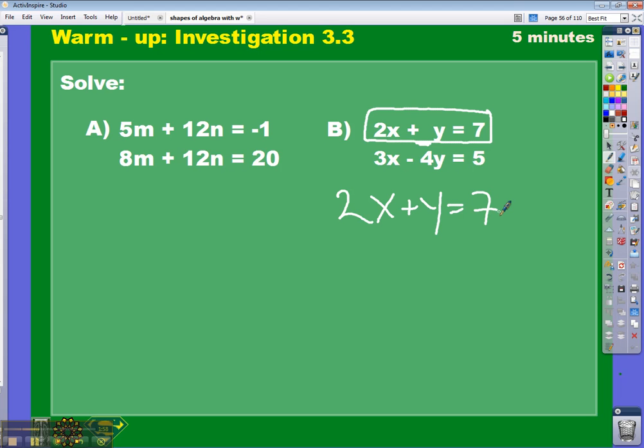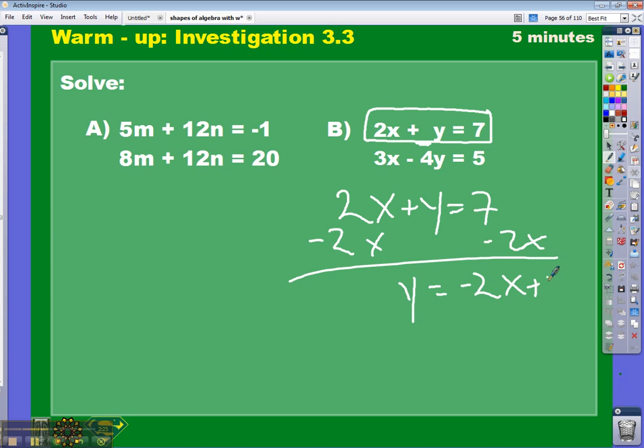What's the first step to get the y by itself? Duncan? Subtract. We could subtract y. We could do that, but that's actually going to require more steps. So there's an easier way of doing it. Ian? So we're going to subtract 2x. So we have y is equal to negative 2x plus 7. Simple.